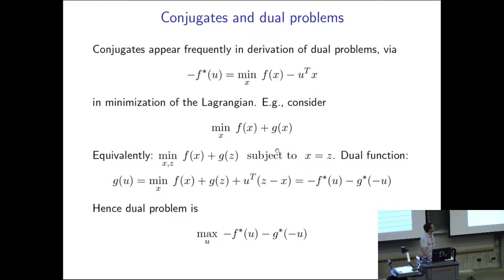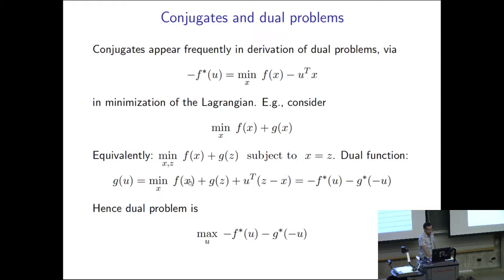So let me make that more concrete for you. Suppose that we were going to minimize f of x plus g of x. That was our problem, and we wanted to ask, what is the dual of this problem? Well, we're going to have to introduce auxiliary variables like we did in the lasso problem because there are no constraints. So we can write this as minimize f of x plus g of z subject to x equals z.